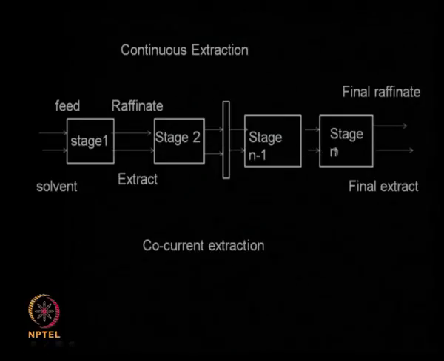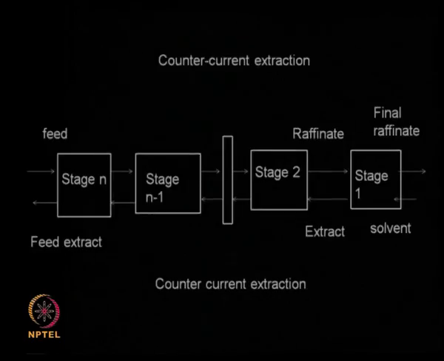So it keeps happening for n stages. So you have finally a raffinate starting from a feed, and then you have a final extract. So the same solvent is flowing in all the stages, extracting the solute at each stage. So you are not adding any more extra solvent, so the solvent usage is not very high. So that is the main advantage of these type of designs.